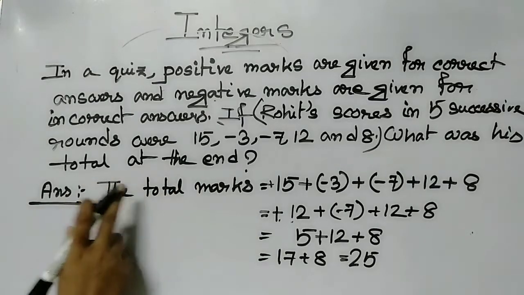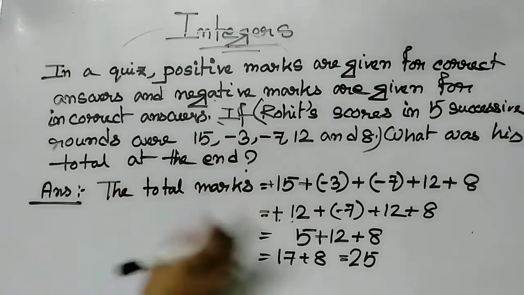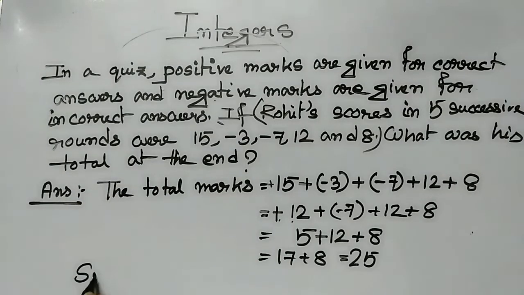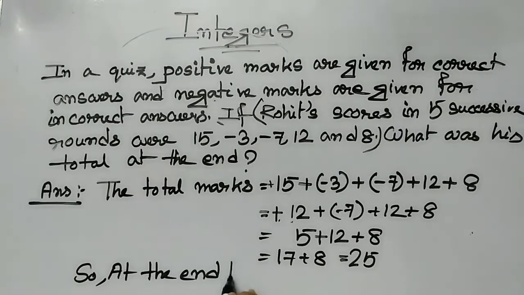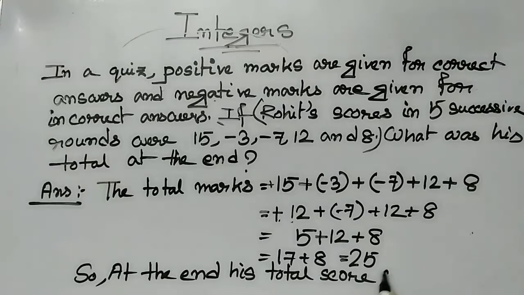So what is his score total at the end? So at the end, his total score was 25. So I have completed this problem.